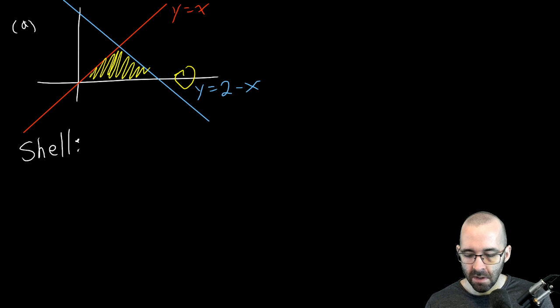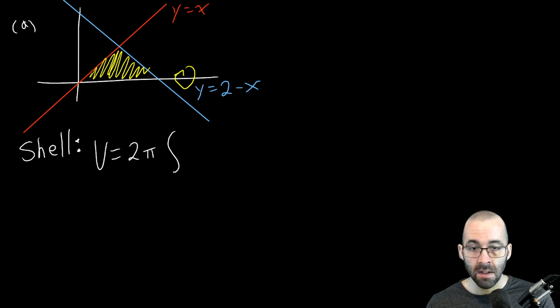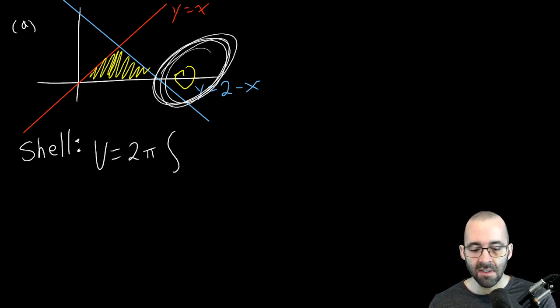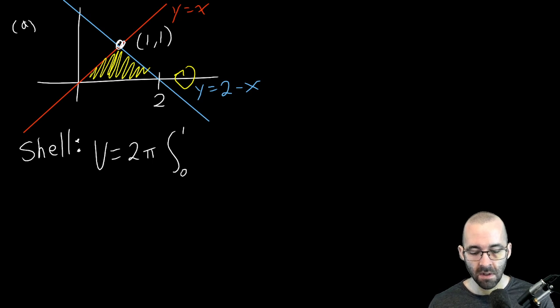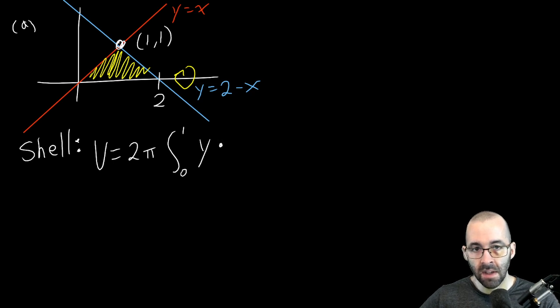So if we use shell, we're going to say volume is 2 pi. We're rotating it about the x-axis, so things need to be in terms of y. This is 2. This is the point 1, 1. The y is going from 0 up to 2. And the shell method says, okay, we're rotating about the x-axis, so it's just going to be a y value here for the radius. The y value here is just y times the height.